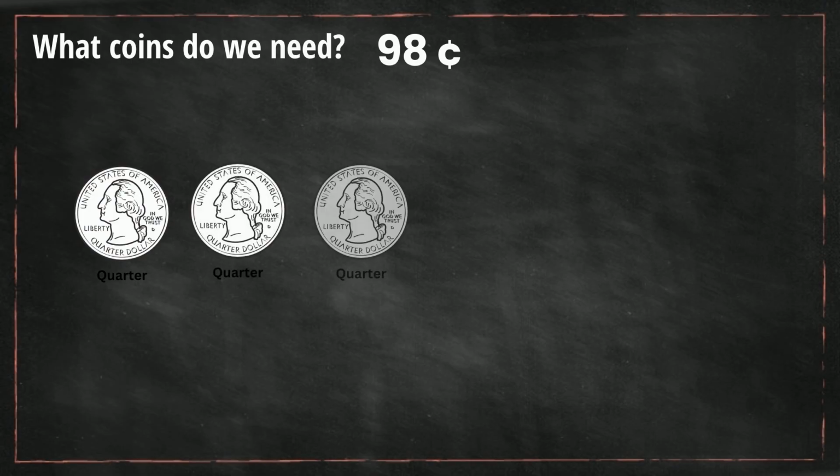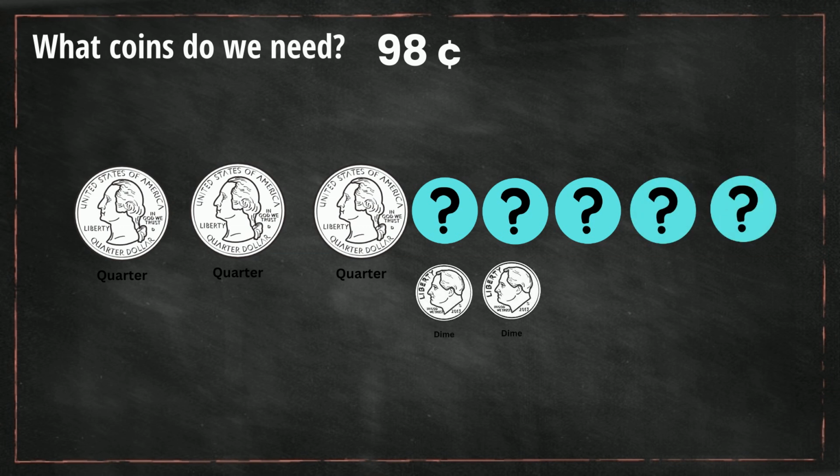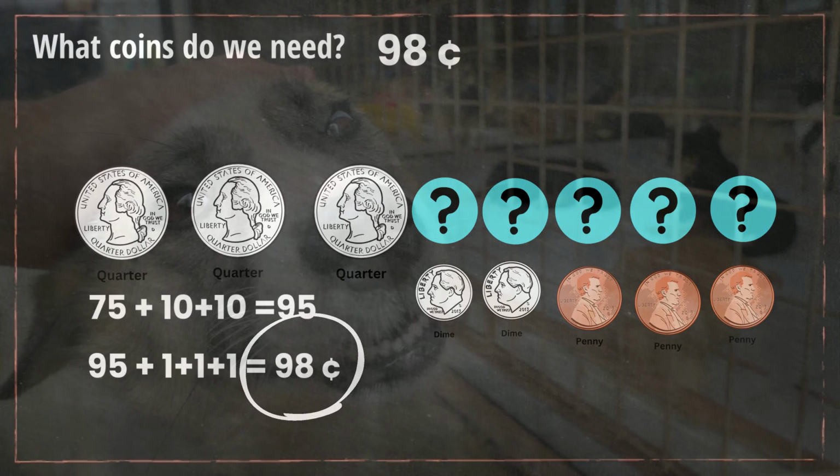We have three quarters, so that's 25, 50, 75 cents. If we provide two dimes, that's 85, 95 cents, and three pennies equals 95, 96, 97, and 98 cents. I hope that helps you with counting coins.